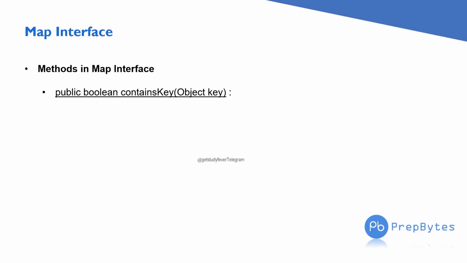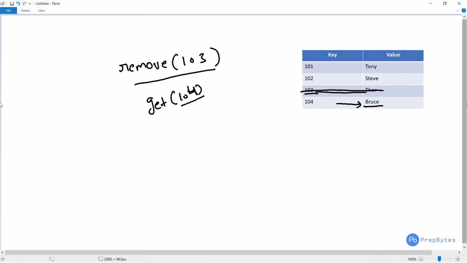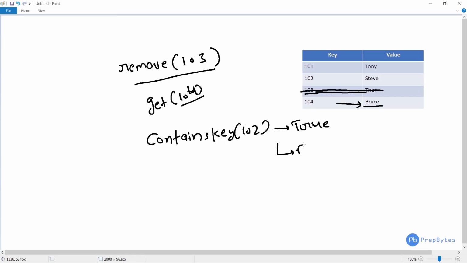Next is public boolean containsKey. If you want to check if some key is there or not inside your map, then you can use containsKey method. If I want to check if 102 is inside the map or not, I will simply use the method containsKey and pass 102. If 102 is present, it will return true, and if 102 is not present, it will return false.